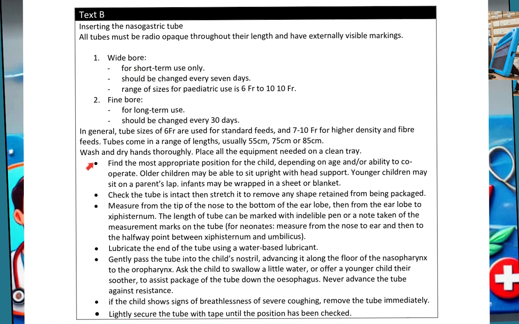When you look down here, we have: wash and dry hands thoroughly; place all the equipment needed on a clean tray. So this is why OET is unique for healthcare workers. If you're a healthcare worker and you have clinical knowledge, you will understand that washing and drying hands thoroughly and placing all the equipment needed on a tray is about preparing for what? A procedure. So all these points are the steps you follow during the procedure. Therefore, the text contains types of tubes and a procedure, which is inserting the nasogastric tube.